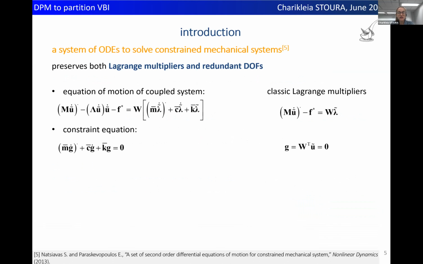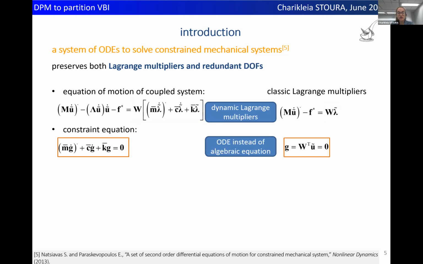To this end, Natsiavas and Paraskevopoulos propose an alternative approach, which solves the system of exclusively second-order differential equations, but preserves both Lagrange multipliers and redundant degrees of freedom. To do so, this approach introduces dynamic Lagrange multipliers, which are position-like variables, which can be differentiated in time. This is different compared to the classic Lagrange multipliers approach, which merely adopts static Lagrange multipliers.